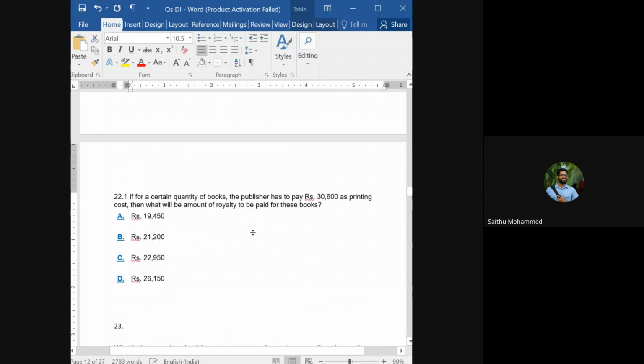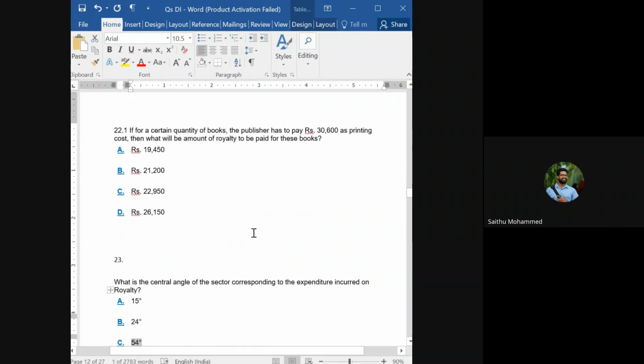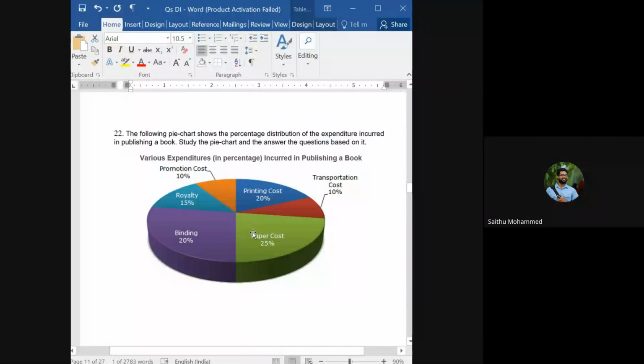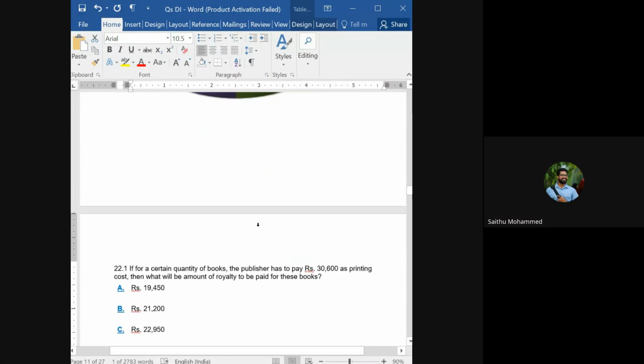So this is the only difference when we are comparing a bar graph or table graph with a pie chart. This is one thing that we have to consider when it comes to a pie chart.